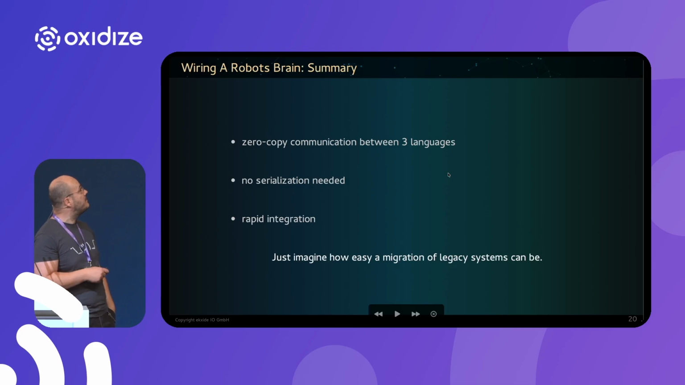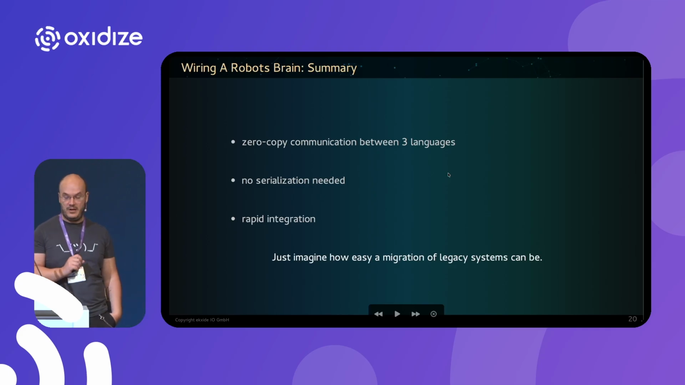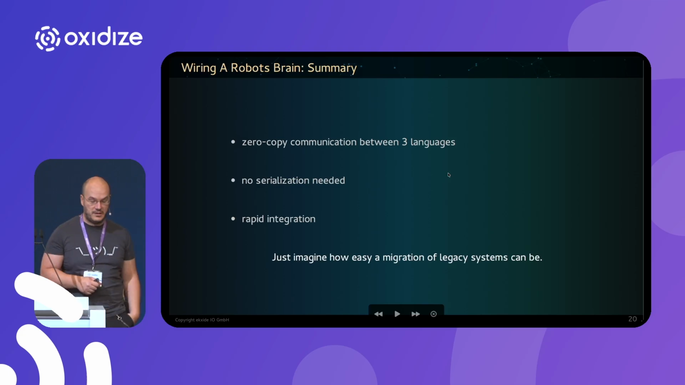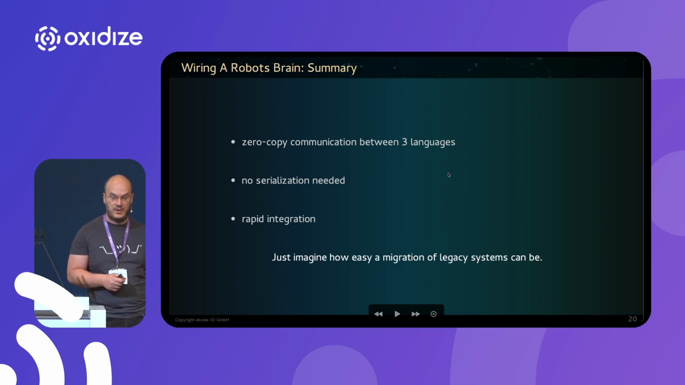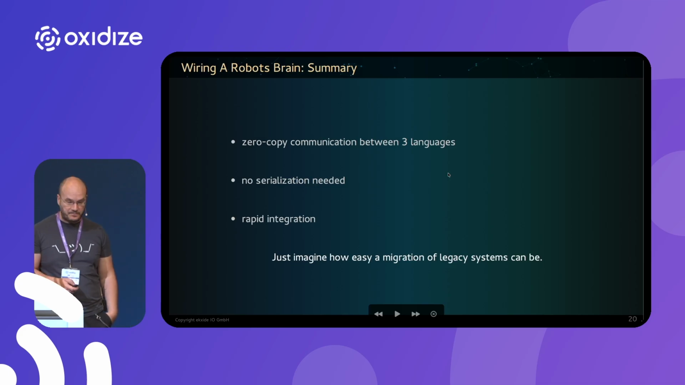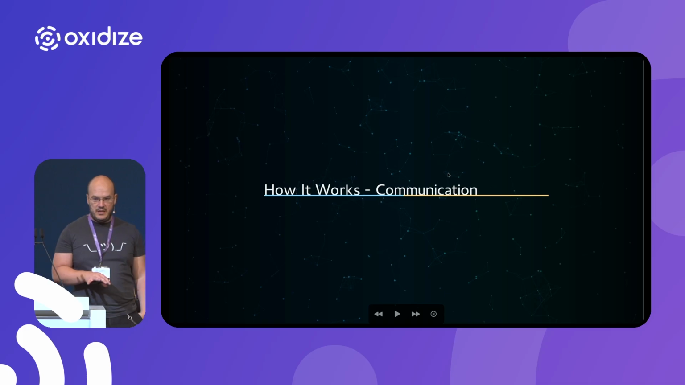And so in the end, the summary is you have zero-copy communication between 3 languages. You do not need any kind of serialization, and this is actually extremely easy to integrate. This is something where customers come to us and use iceoryx2, and this is how we also discovered this use case, because they use it exactly like this instead of writing language bindings. But now the question is, how does it work underneath?